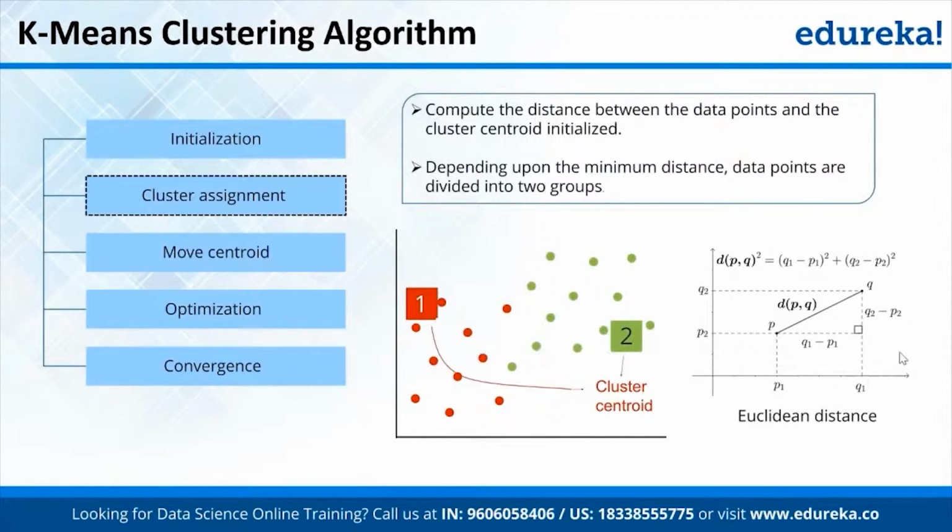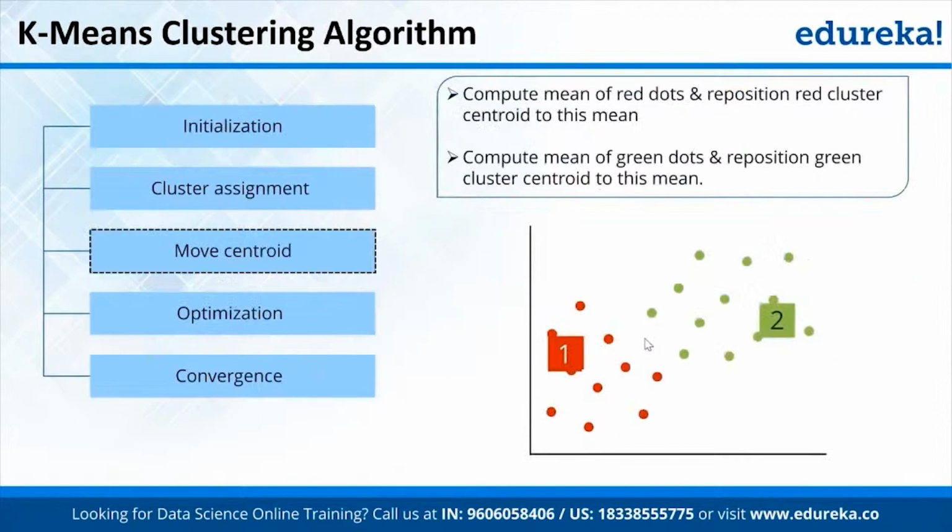And how do you do that, guys? How do you calculate the distance between 2 points? This is the formula which we had studied in our mathematics, right? So you'll be applying this formula to calculate the distance. Now after that, the points will move, and then again a new centroid will be calculated.